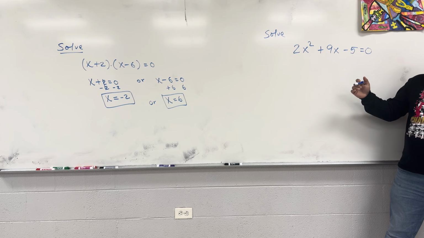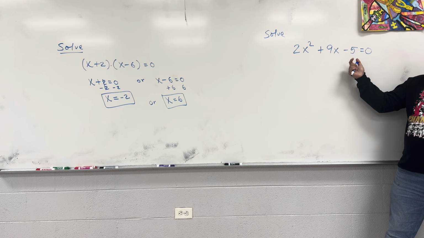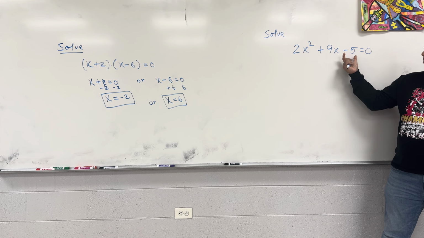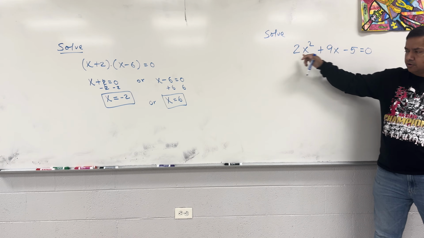All right. So is everybody fine? Now, what we do is the AC method from last time. What's your A on this thing? 2. What's your C?